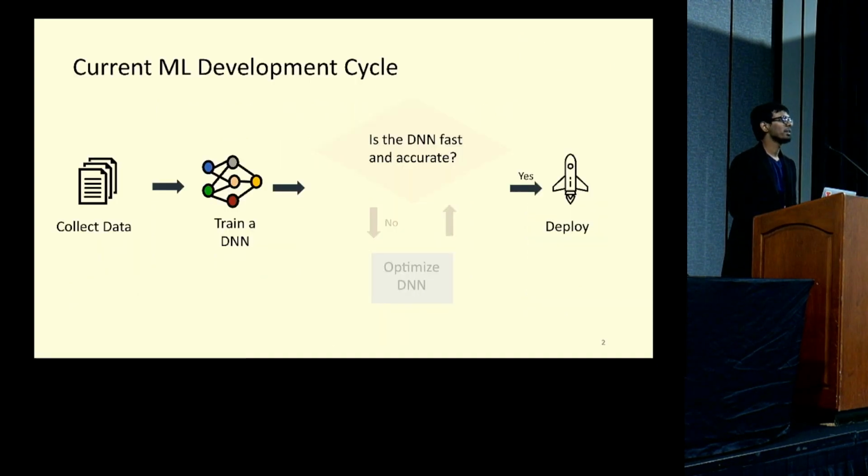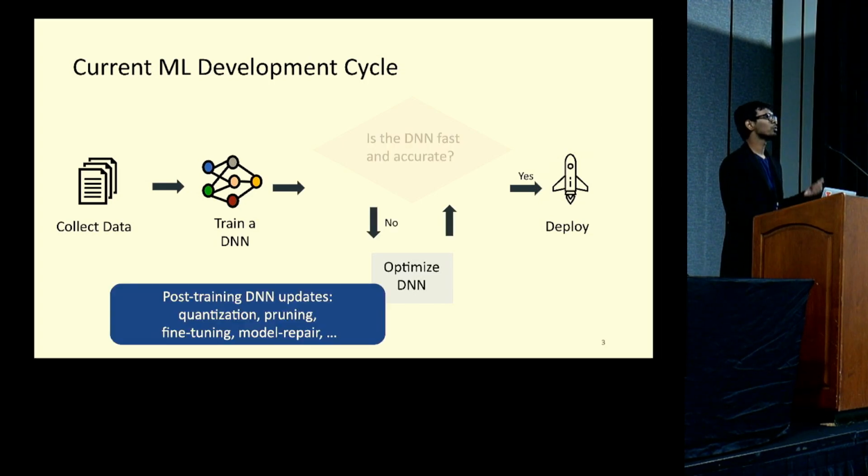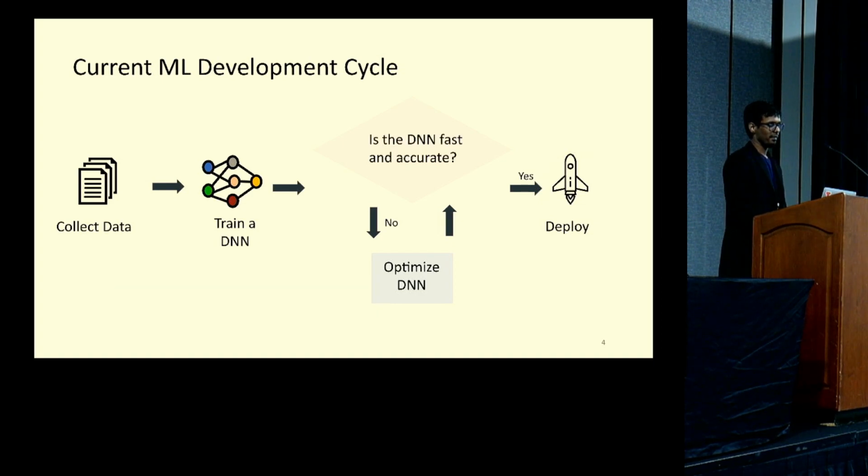ML has many applications, and the current ML development cycle looks like this. We start with collection of data. We train a deep neural network using this data. We check this DNN if it is fast and accurate, and if it is, then we deploy this DNN. If it is not, then there are certain post-training updates such as pruning, quantization, fine-tuning, model repair, and then we deploy this model.